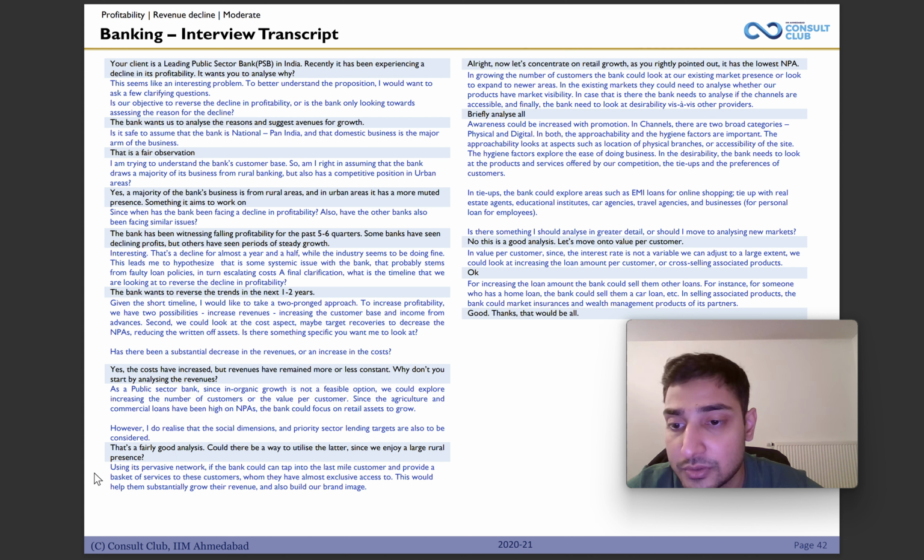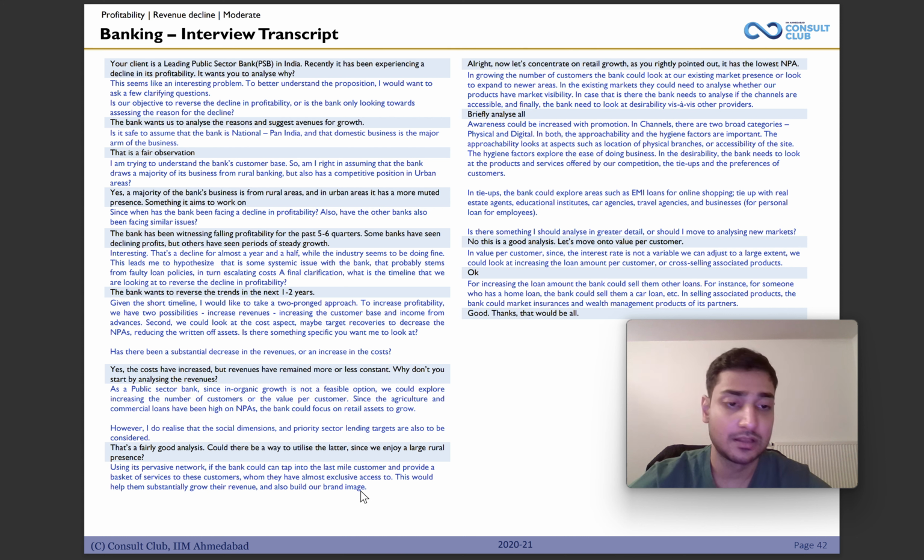Using its pervasive network, the bank could tap into the last mile customer and provide a basket of services to the customers to whom they have almost exclusive access. This would help them substantially grow their revenues and also build their brand image. So, one good part is the bank has access to a lot of customers in rural areas, and if they provide them good value services, it might help them grow their revenue and increase their brand image. That is a very good suggestion in terms of what a bank could actually do and benefit from, taking into account the strengths of the bank and using them to our advantage.